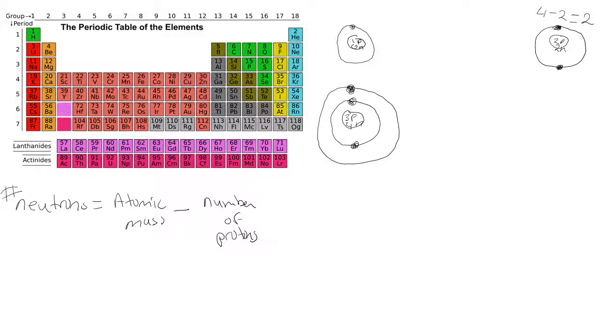The next one is going to be beryllium. Beryllium now has 4, so we're going to have 4 protons. Beryllium has an atomic mass of about 9. 9 minus 4 is going to give us 5 neutrons. Okay, so here's our nucleus for beryllium.